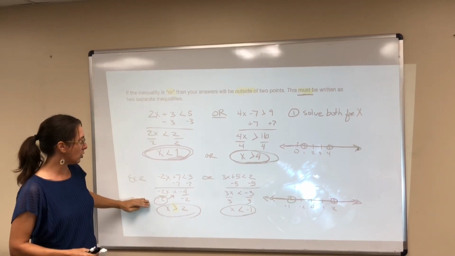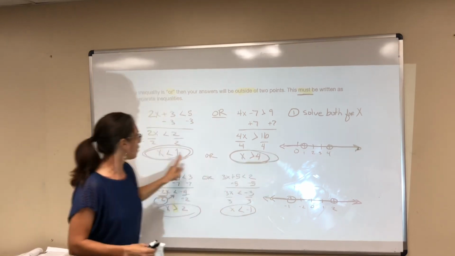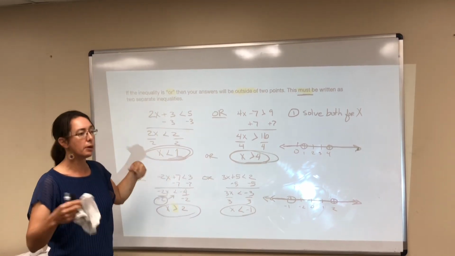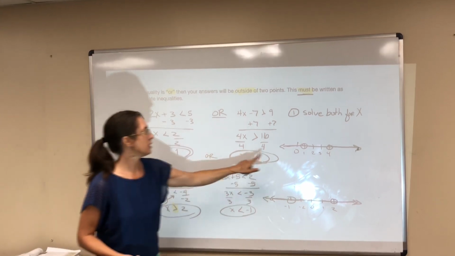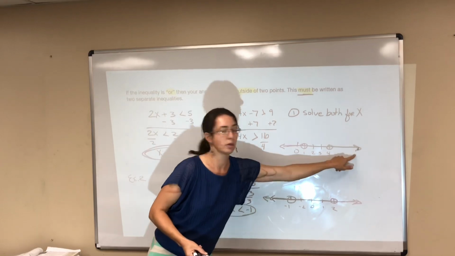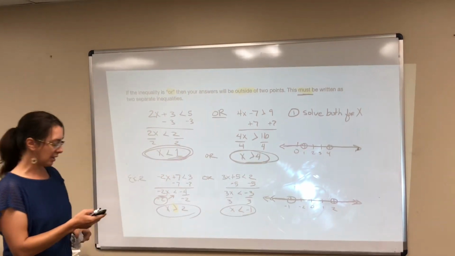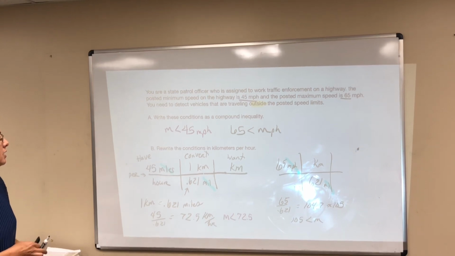So we work through normally, and we get our answers. We're going to graph our answers separately, but on the same graph. So x is less than 1, so I've got 1, x is less than it, x is greater than 4, is greater than that. Okay? So those are always going to be written separately.